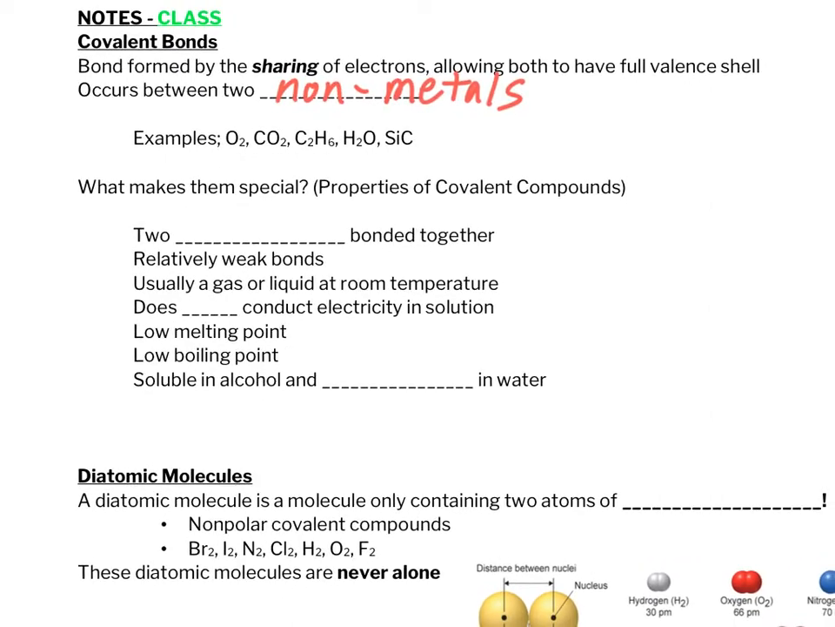All right, now 2 nonmetals bonded together. They're relatively weak bonds, usually a gas or a liquid at room temperature, but can also be solids. Does not conduct electricity in solution. They generally have low melting points and low boiling points. They're soluble in alcohol, but insoluble in water.